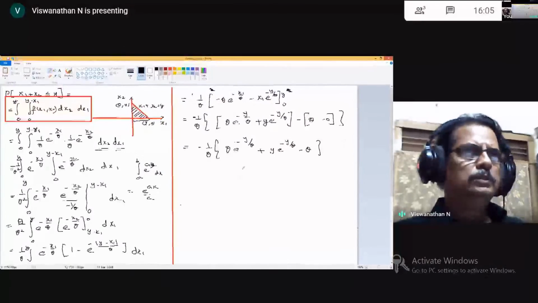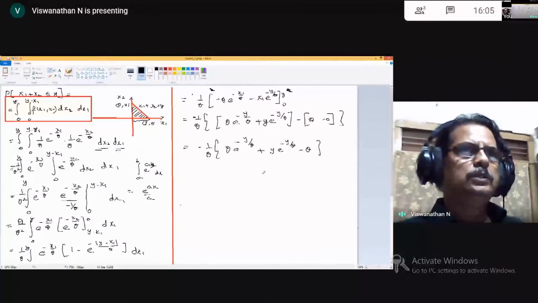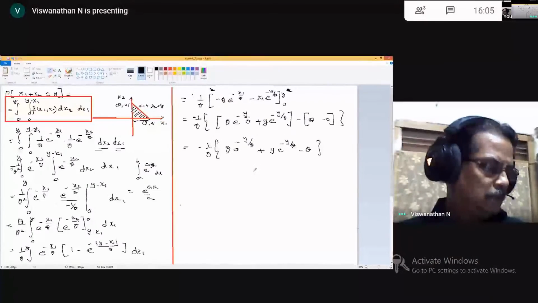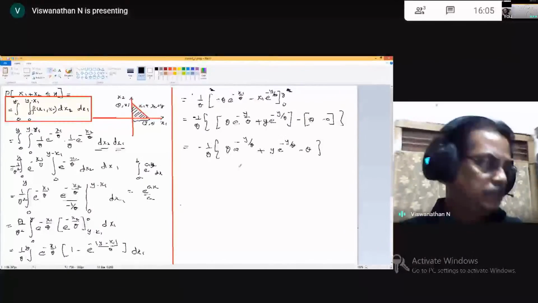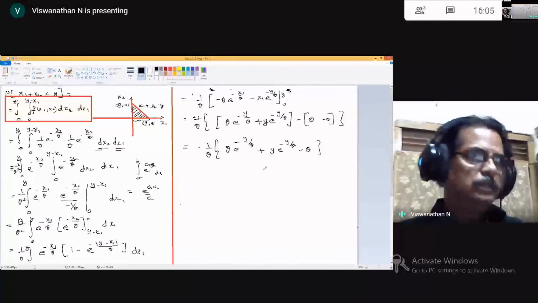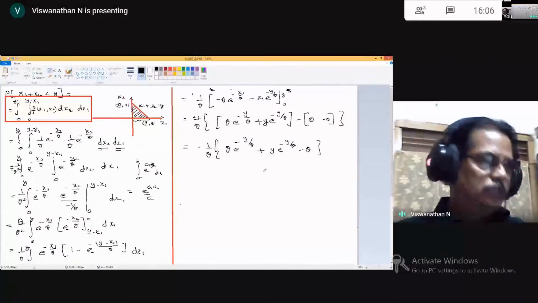So we have this minus, okay, fine. And the other one is plus. So this integration, okay. So theta e power minus y by theta is there. Because that 1 by theta we have left it outside. So that is what we are supposed to substitute. Okay, and this is equal to.